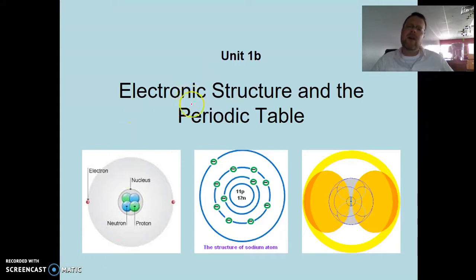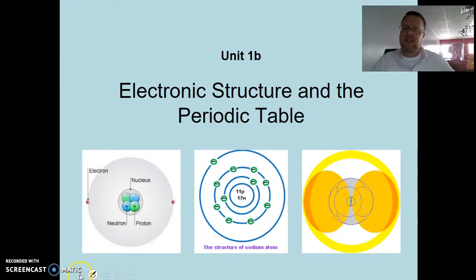Today we're going to be talking about electronic structure and the periodic table. We're going to get into a little bit about Bohr models, valence electrons, and ions in this unit, all dealing with the behavior and arrangement of electrons in atoms.